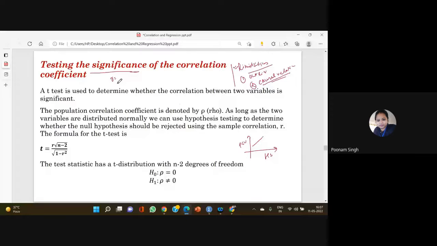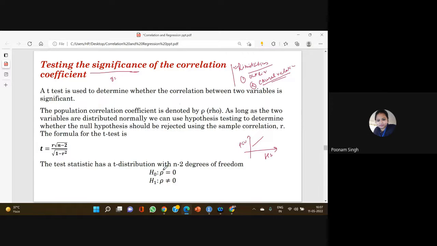And only if the result is significant can that result be used to predict another variable, as we do in regression. Only if it is a significant result can we use it for prediction purposes, otherwise we cannot. Okay. So how to use the t-test to determine significance.